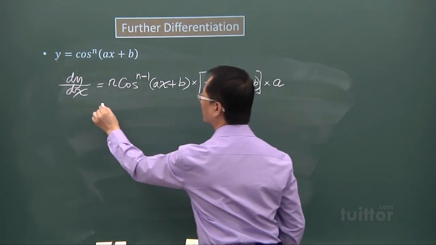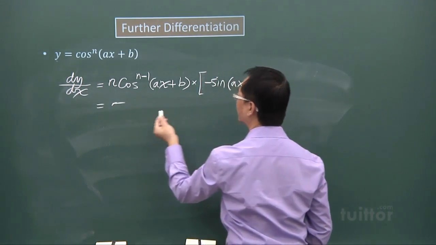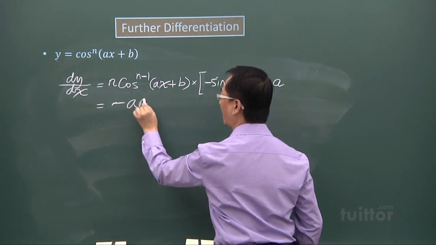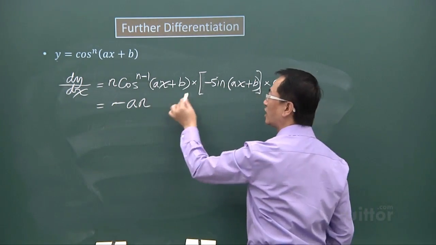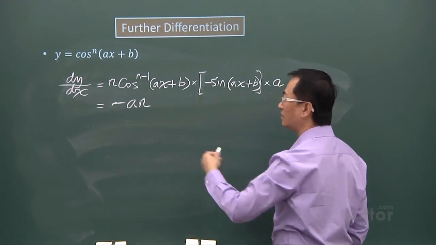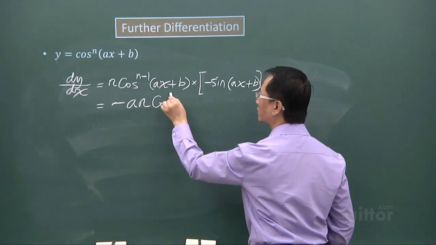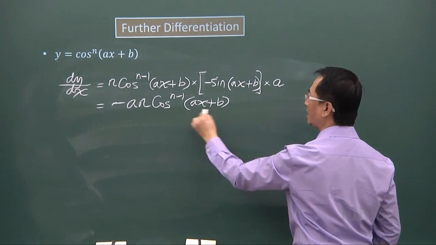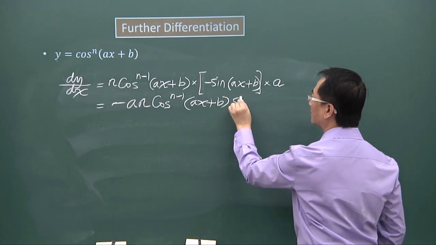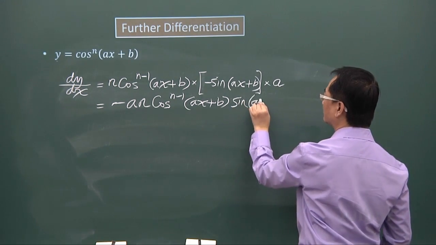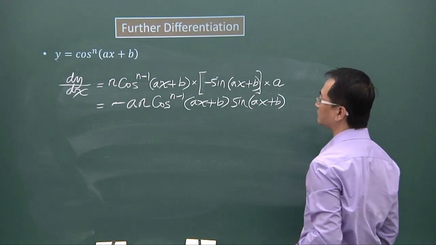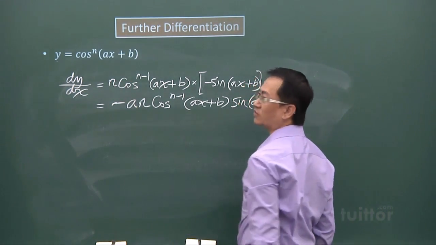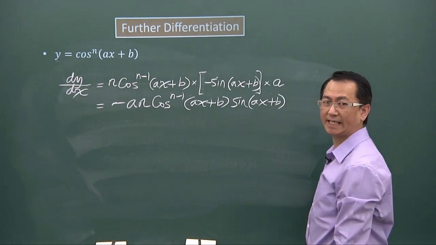Put it all together, you have a negative sign. The two constants multiplied together, an. The trigonometrical function with the bigger power, we write first: cos to the power of n minus 1, ax plus b, the expression of the angle. Sine here with the angle. So this is the result of differentiating cos to the power n bracket ax plus b.